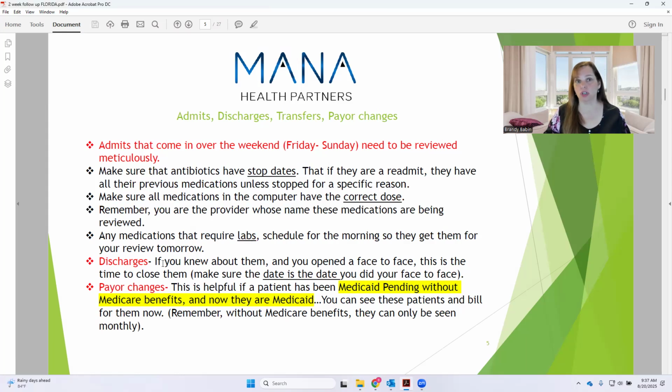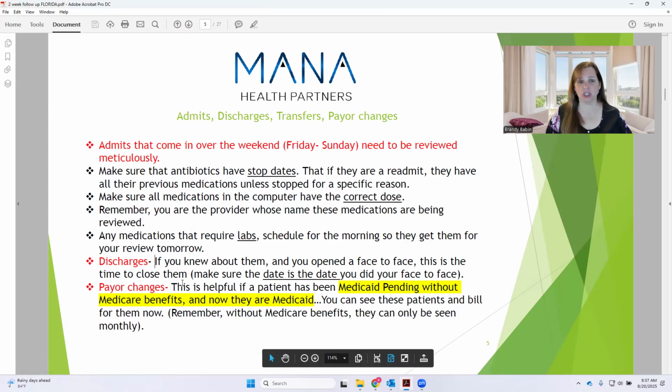So knowing who discharged is important. Also knowing if they went to the hospital. Did you miss something? Did the patient get sick all of a sudden? Are they at high fall risk so that that patient needs to be addressed when they come back? That's the kind of stuff that you're looking for.